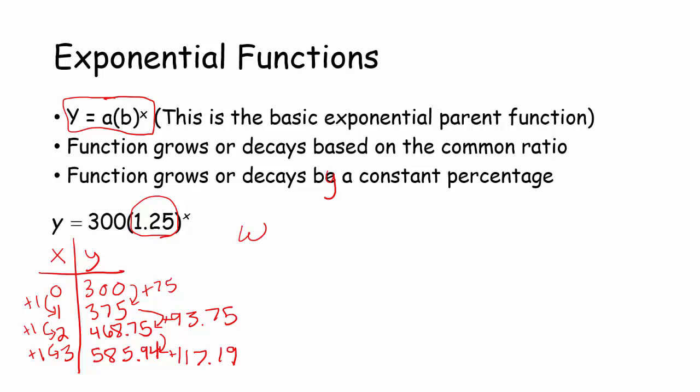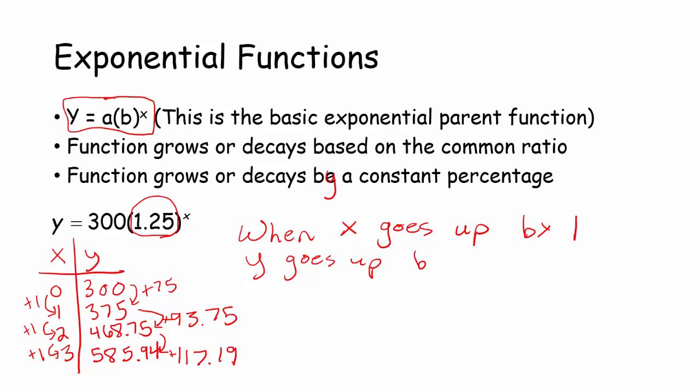So when x goes up by 1, y goes up by 25%. The way that this is working is you would take 25% of 300, which is 75, and you would add that on to the 300 to go up to 375. So when you go from 300 to 375, that's a 25% increase.